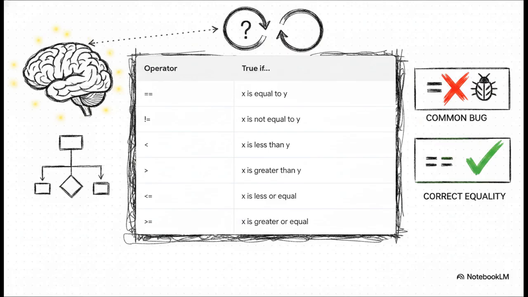Always, always remember the difference between the assignment operator, which is a single equal sign, and the equality operator, shown here, which is a double equal sign. If you want to check if x is exactly equal to y, you absolutely must use the double equals. Using a single equals in an if statement is honestly one of the most common syntax bugs in C programming.